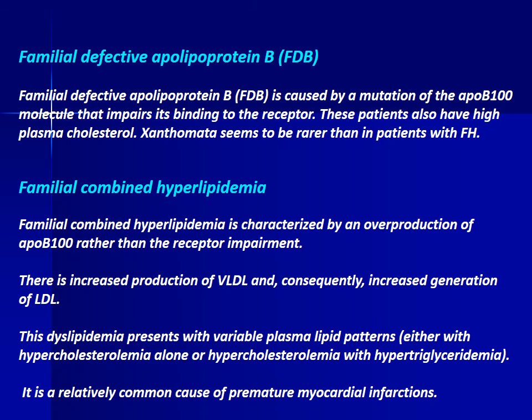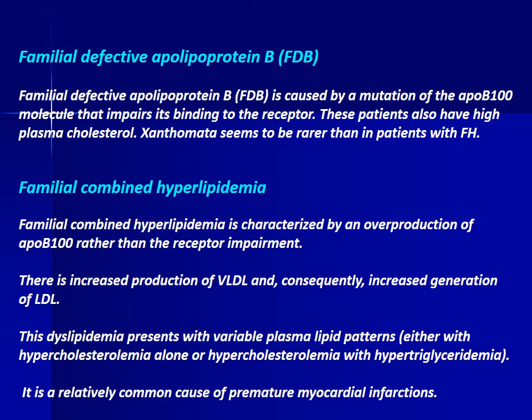Familial defective apolipoprotein B or FDB. Familial defective apolipoprotein B is caused by a mutation of the ApoB100 molecule that impairs its binding to the receptor. These patients also have high plasma cholesterol. Xanthomata seem to be rarer than in patients with familial hypercholesterolemia.